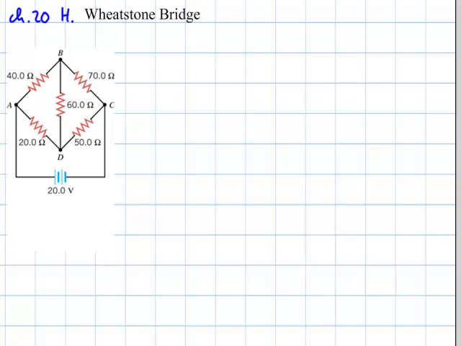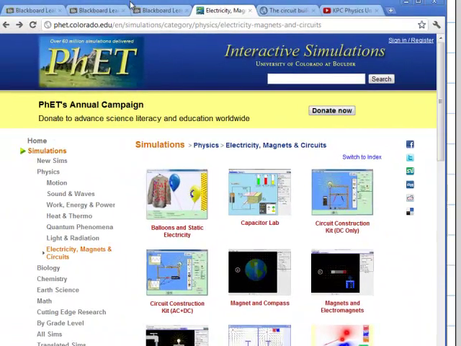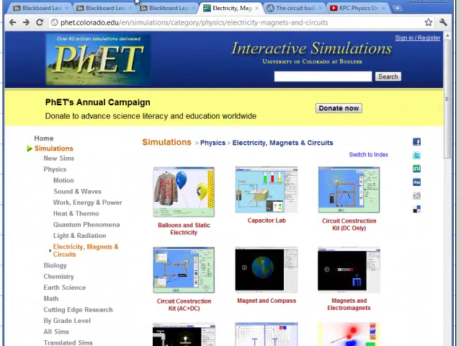I get to Kirchhoff's rules here in a moment, but first I want to put that on the circuit construction kit. Actually, even before I do that, I should actually read what the problem says, and that is, the circuit in the drawing is known as a Wheatstone Bridge circuit.